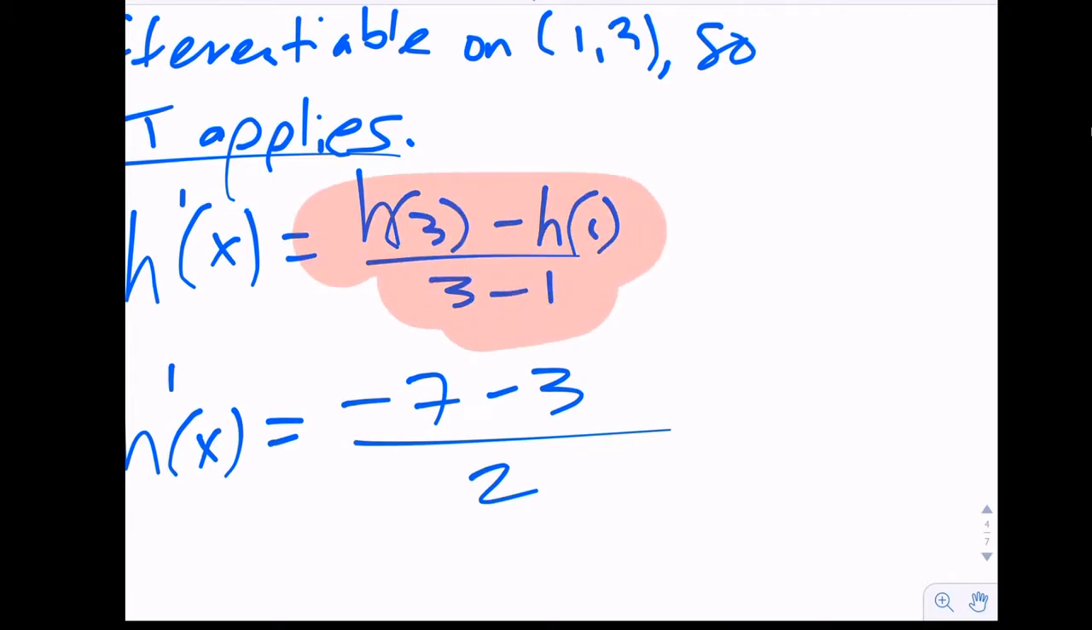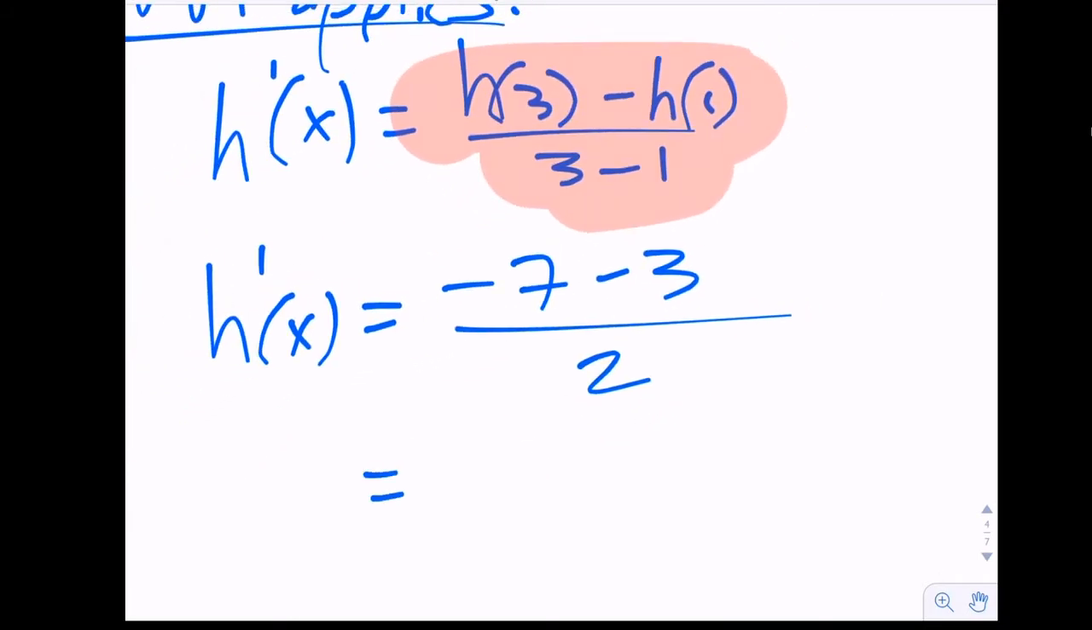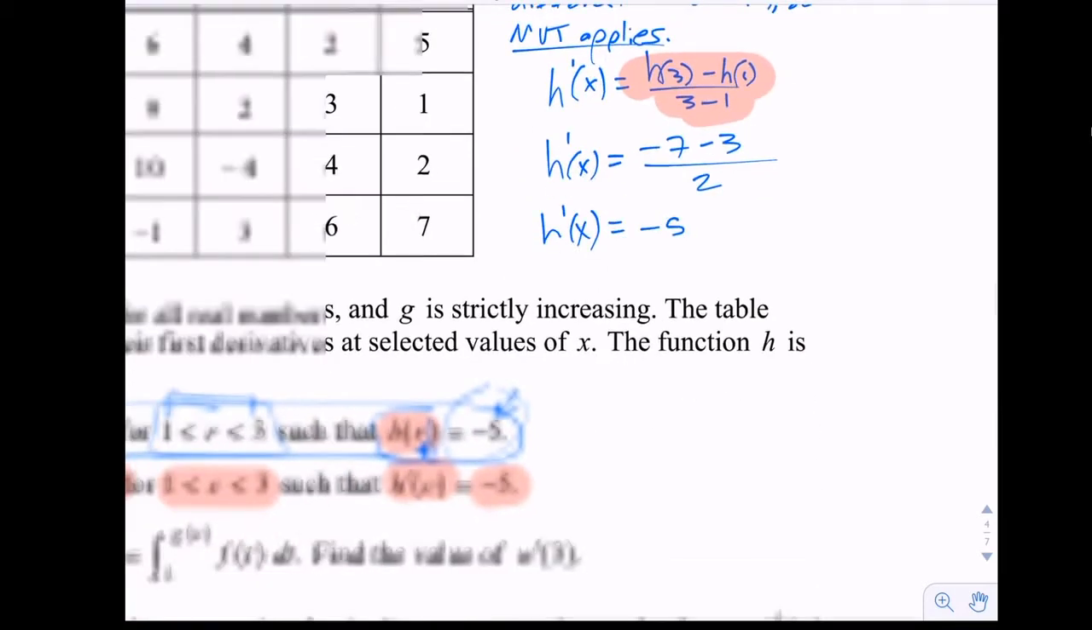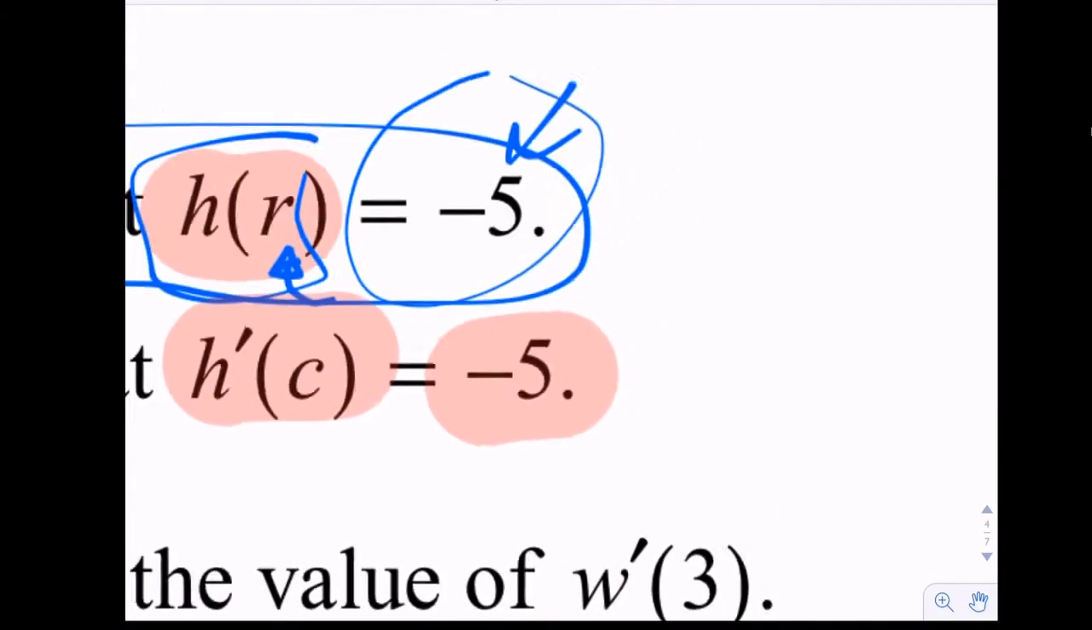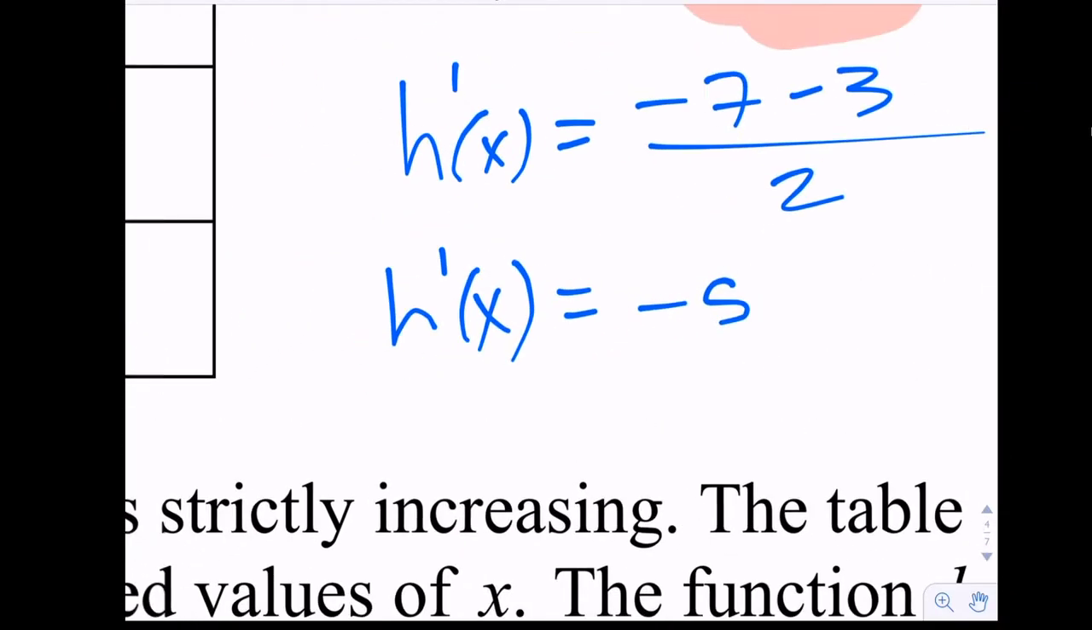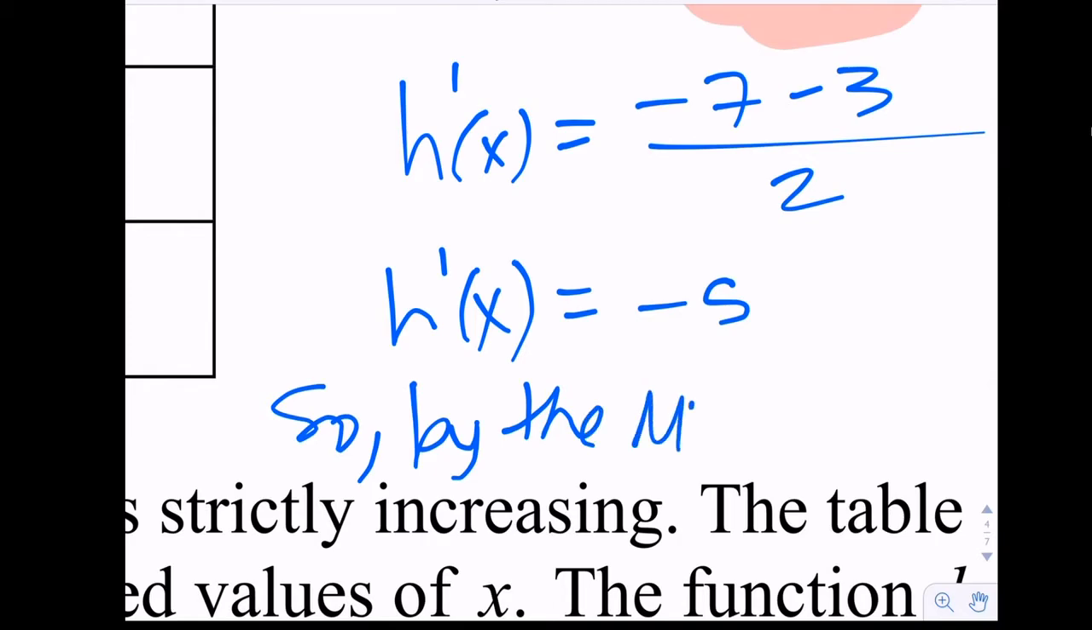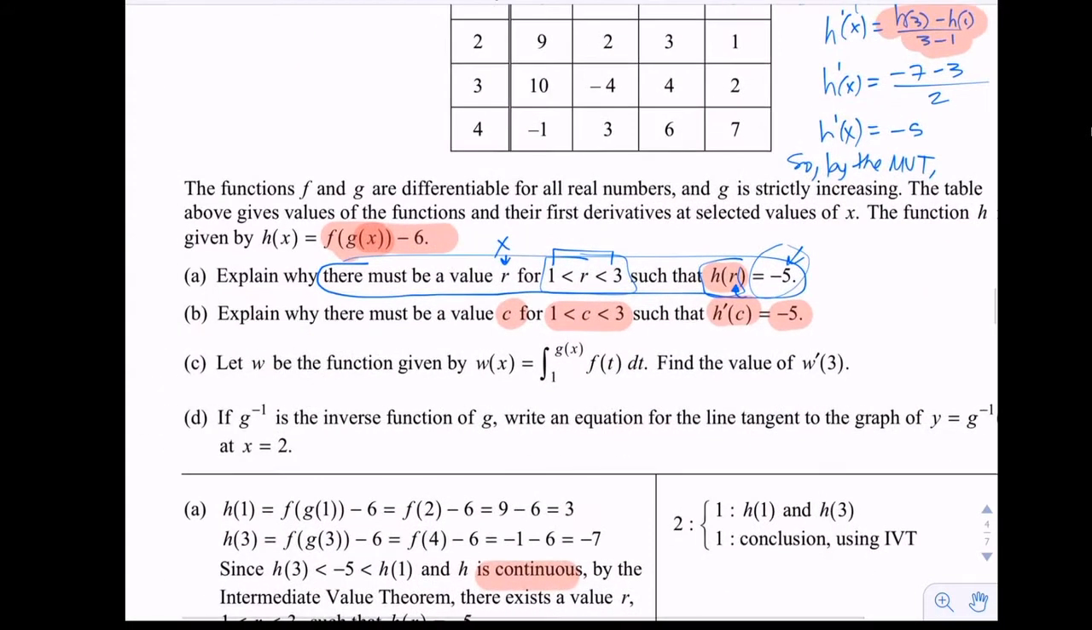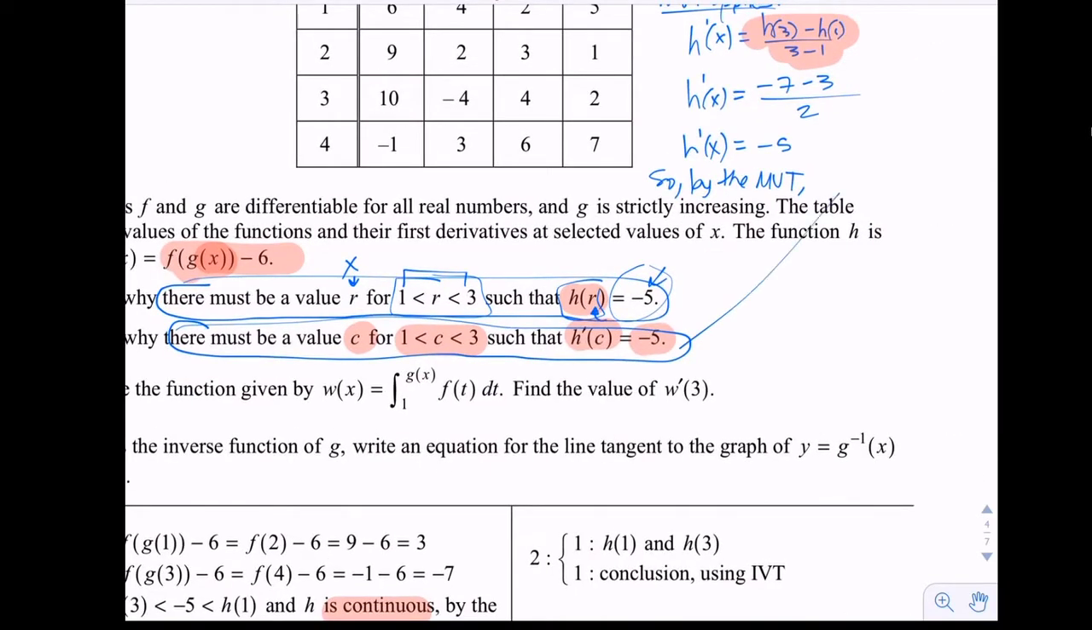We already showed it. So, yeah. Let's simplify that. That gives us negative 10 divided by 2. That's negative 5. We're trying to prove that the slope equals what? At least one place? Negative 5. By the mean value theorem, we got negative 5. So, by with a B, by the MVT, comma, and what are we going to write next? There must be a value C. There you go. That's it.